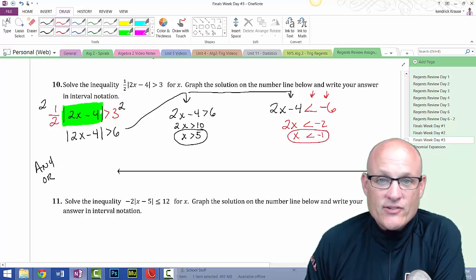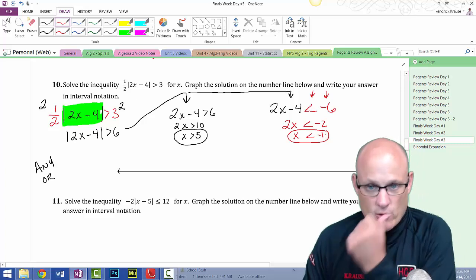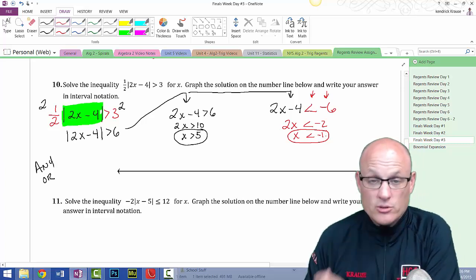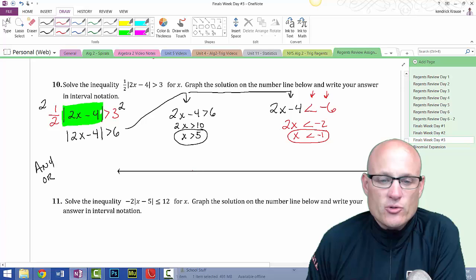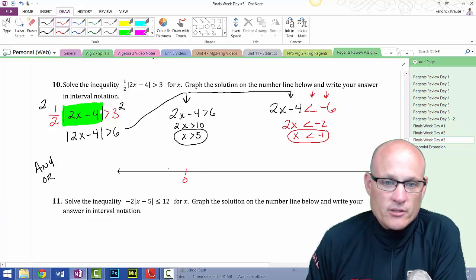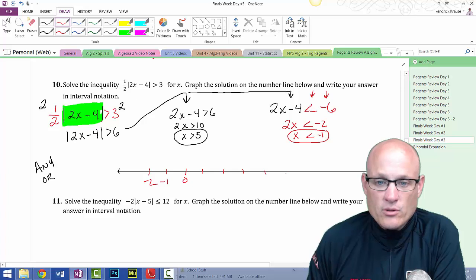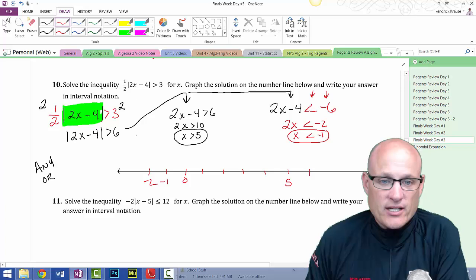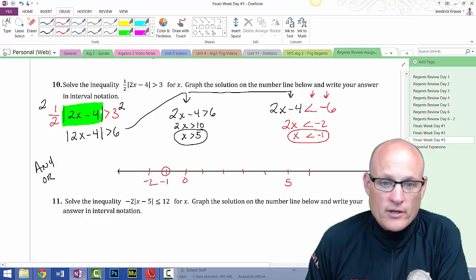Now I have to decide if this is an and or an or, and it's difficult to do without graphing it. So let's do 0 here, negative 1, negative 2, 1, 2, 3, 4, 5, 6. There's 5. So here we got less than negative 1. So we're going to do an open circle and less than.